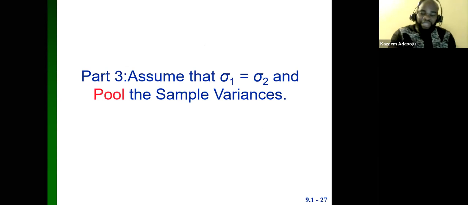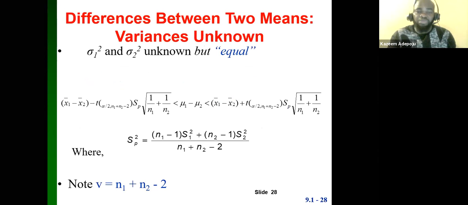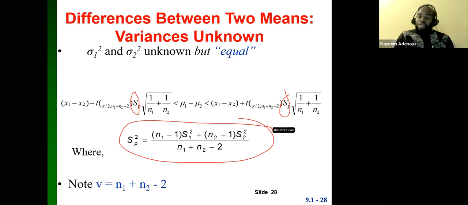If the two standard deviations, or the two variances, are assumed to be equal, of course, we're going to make use of what I call a pooled variance. The formula is actually going to change, only that this term needs to be computed. That's what we call the pooled variance, and it can be computed using the formula here. Before we do anything, we need to first obtain the pooled variance.